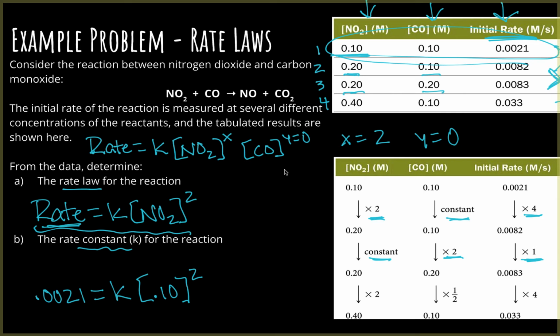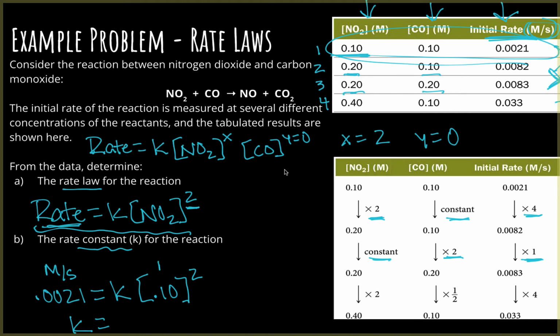Now, the only thing weird about this is K is not always going to have the same unit. So the unit of K is going to be determined by the overall rate of the reaction. So in this case, the overall rate of the reaction is 2. So this is a second order reaction overall. So to calculate this, we can actually do this mathematically. So the rate is always going to be molarity per second. So that's the unit for rate.